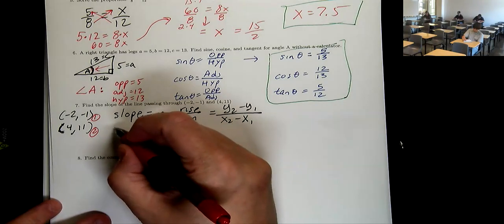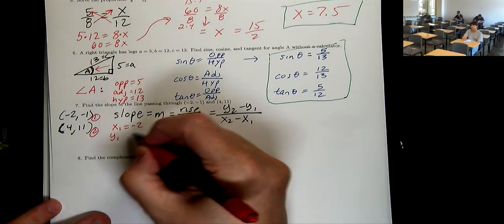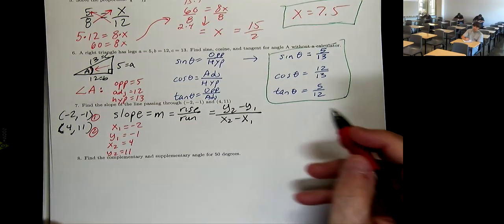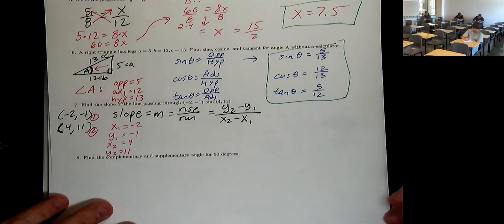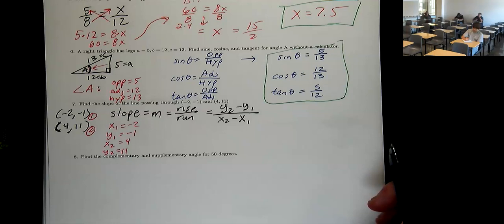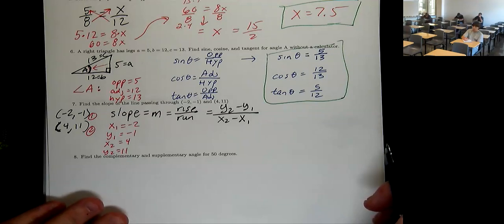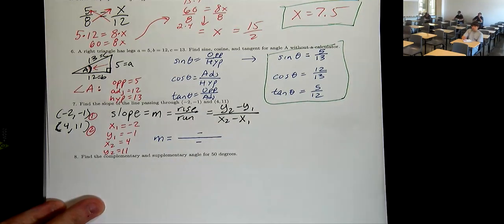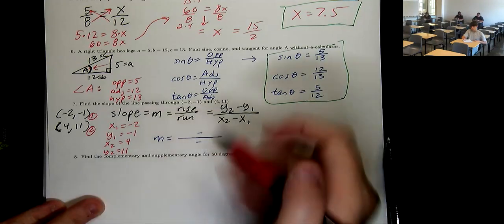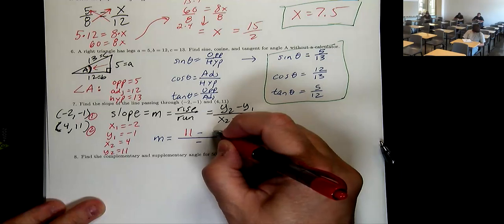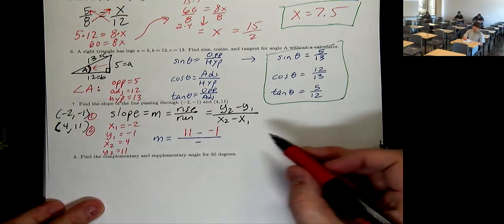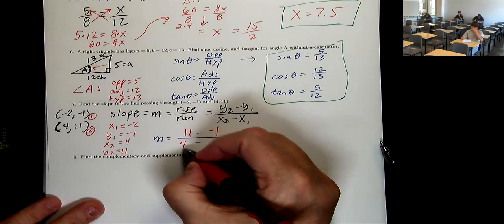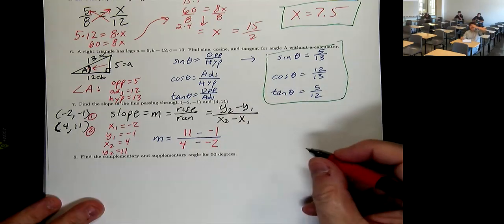If it helps you, write down what each thing is. X1 is -2, Y1 is -1, X2 equals 4, and Y2 equals 11. So I want to plug those things into my equation right there. Y2 is 11, it goes in the upper left. Y1 is on the upper right, and it has a different negative than the minus that's already part of the formula. X2 is in the lower left, which is 4. And X1 is in the lower right, which is -2, also a different minus sign.